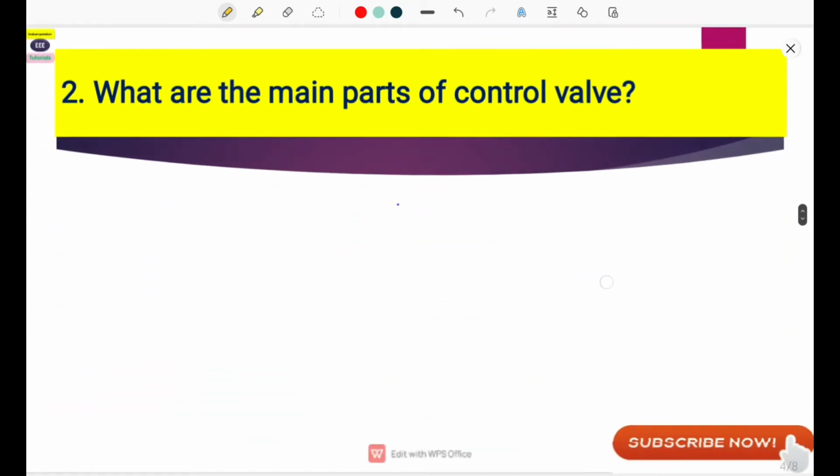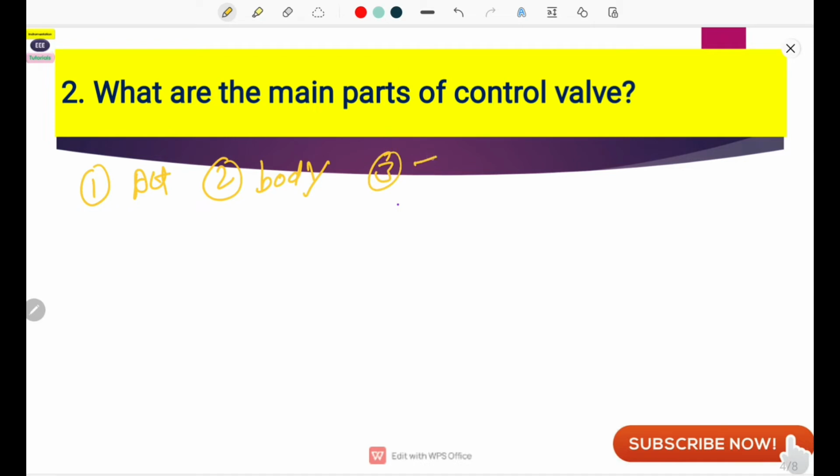Now, what are the main parts of the control valve? Generally, the first part is the actuator, the second part is the body. The third part is the tubing or fittings, which is the source for actuating the actuator. And the fourth part is accessories.